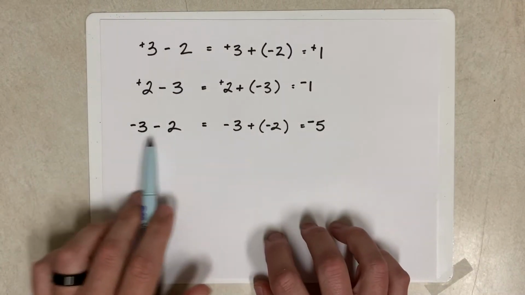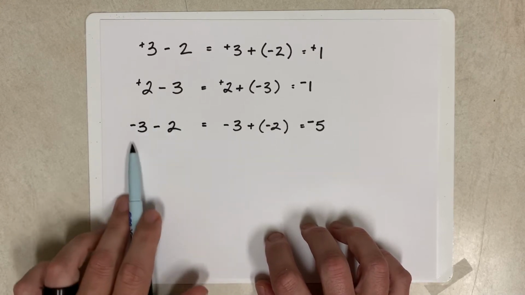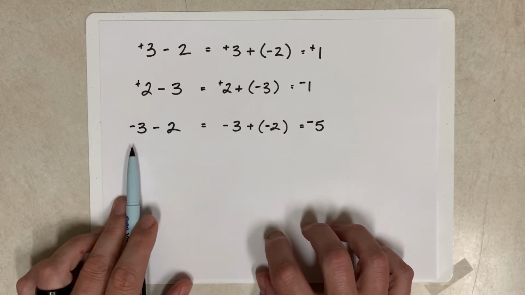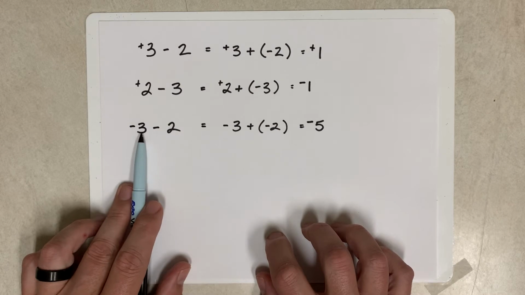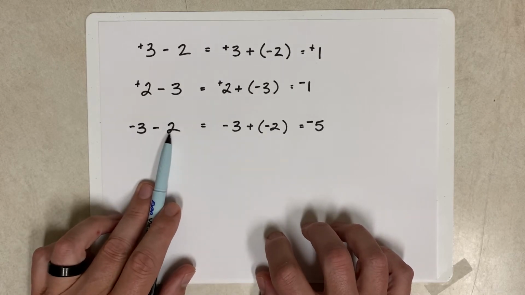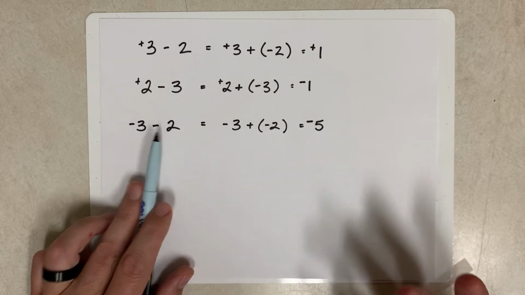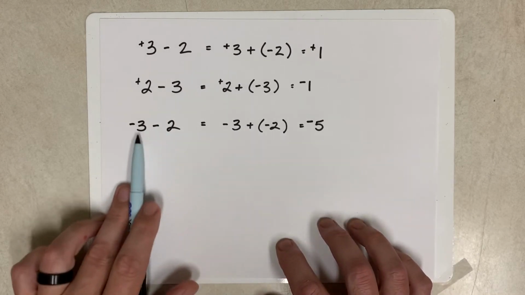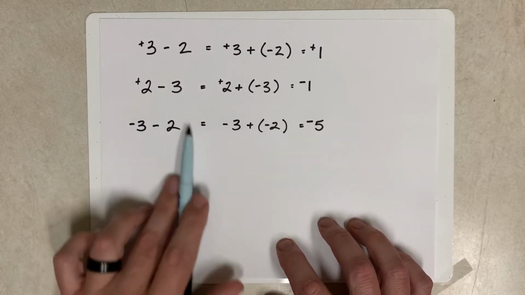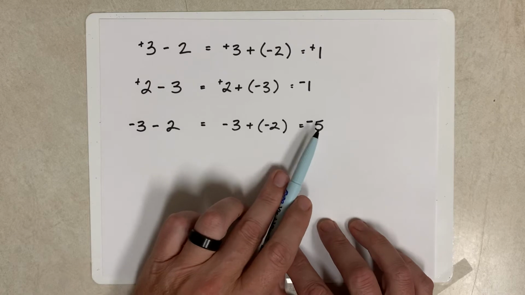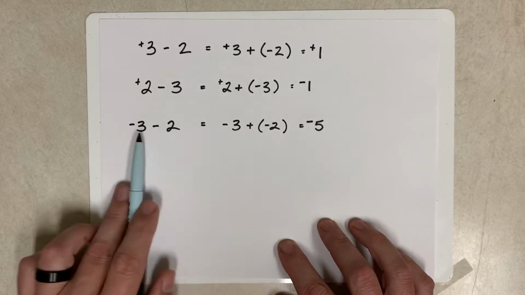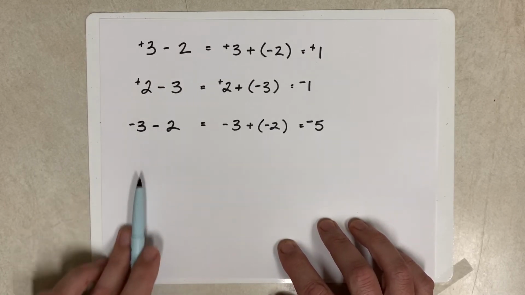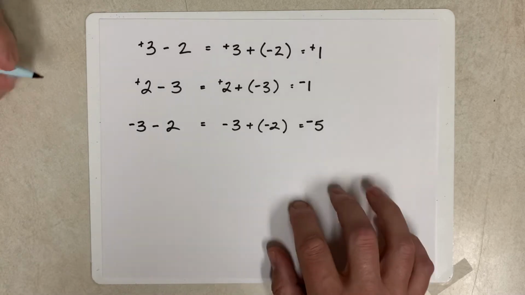Now, a lot of people are going to say 1 or -1 over here, but let's think about it like money. If you owe somebody $3 and then you owe them $2 more, you don't owe them $1, you owe them 5 altogether. And so it makes sense that if you think about this in terms of money, that the answer should be negative and it should be bigger than these at the beginning, right? So let's take a look at another one.